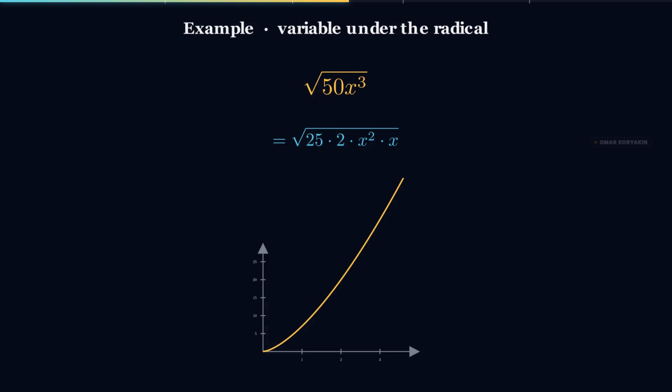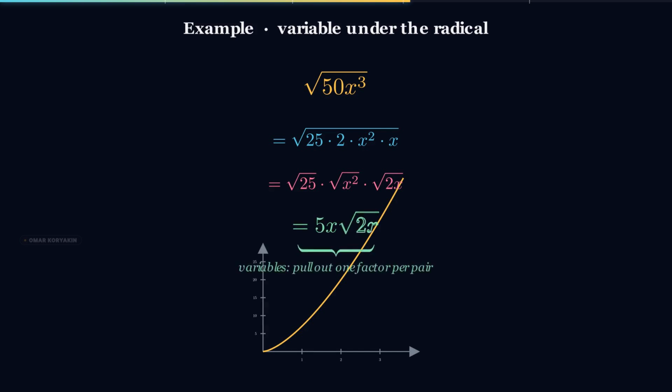Split the radical. Square root of 25 times square root of x squared times square root of 2x. The first two pieces are perfect squares. The last is what cannot be simplified further. Take the roots. Square root of 25 is 5. Square root of x squared is x, since x is non-negative inside this radical. The simplified form is 5x times the square root of 2x.